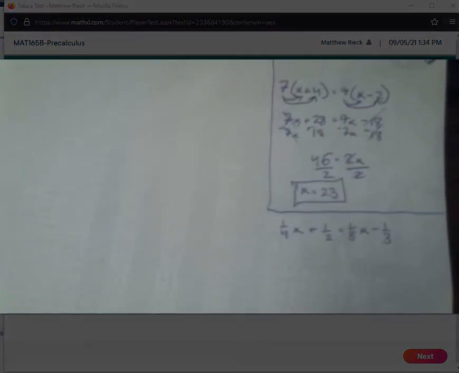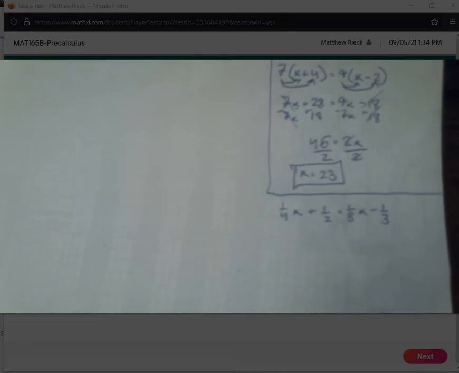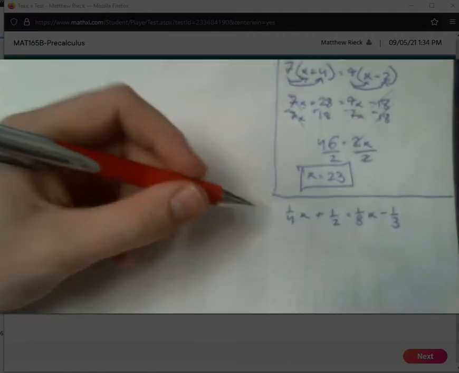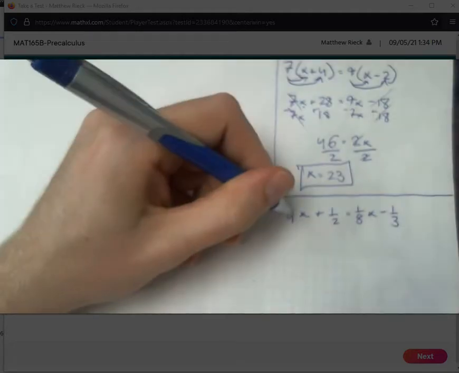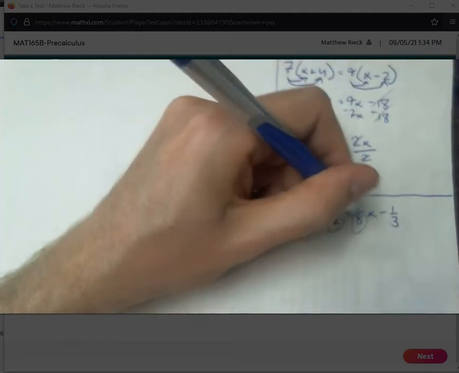All right, so again, generally I prefer not to deal with fractions if I can get away with it. So generally my first step in this case would be to get rid of my denominators. To do that, we're looking for the least common denominator between every single one of my denominators here.